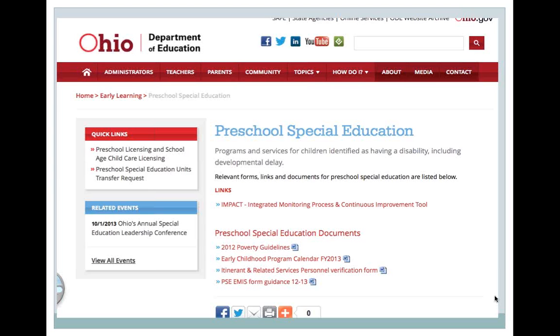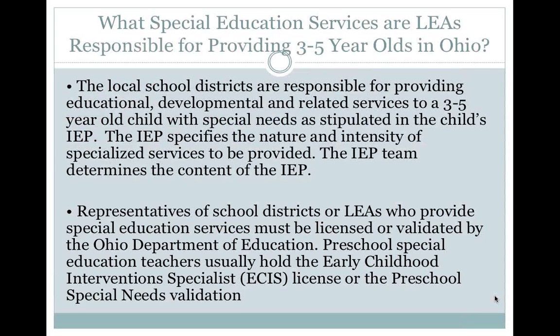So the next question becomes, okay, if these agencies, the Local Education Agency, or LEA, that's the acronym that's used in IDEA, if they're responsible for providing services, what exactly are they responsible for providing? And this is a relatively simple concept that all early childhood education teachers should understand. That the individual education plan clearly, specifically, stipulates what services are going to be provided to a 3 to 5-year-old child who qualifies for special education services.